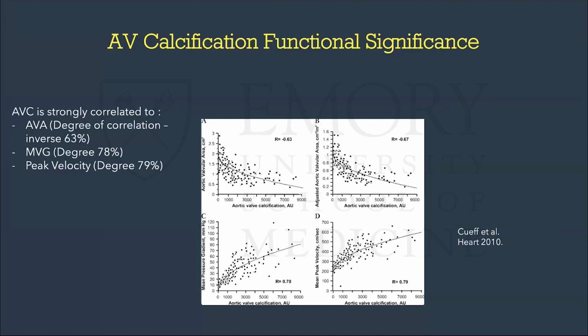So where did this aortic valve calcification functional significance come from? There are multiple studies that have shown that aortic valve area strongly correlates with aortic valve calcification. In the first graph on the left-hand side, we see an inverse correlation of 63% between the valve area and the degree of calcification. And in graph C, we see a positive correlation between gradient and calcification.